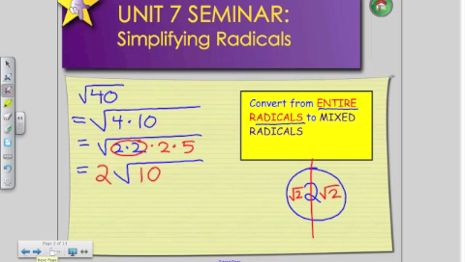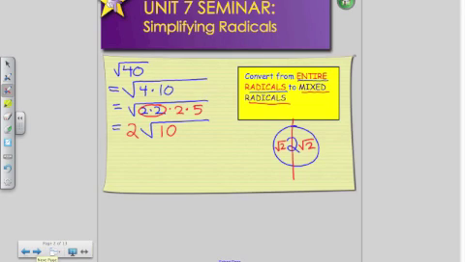Now that you are seniors and you are definitely going on to grade 12 mathematics, you have to express all your answers in terms of mixed radicals all the time. Okay? Let's try a few more, or one more. Root 75.